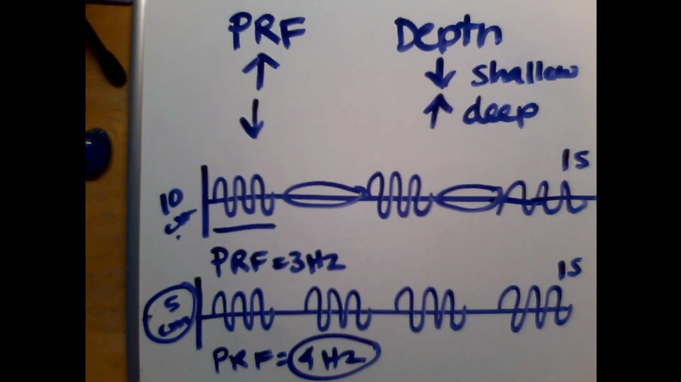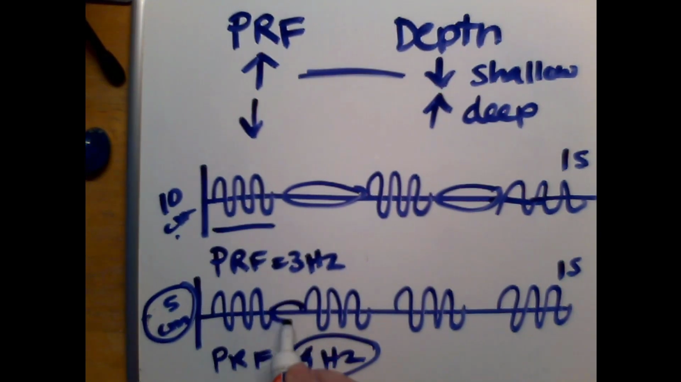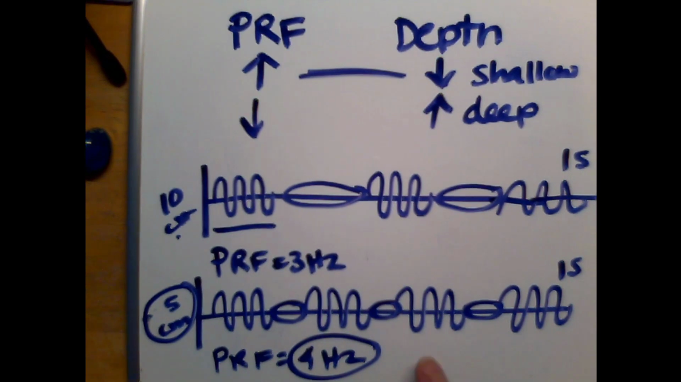So we reduced our depth, which means we increased our PRF. And that totally matches up. We already wrote that down up there. Now we're just proving it. And the reason that the PRF was able to increase was because we took up less space with that off time, and we could fit more pulses into that 1 second.